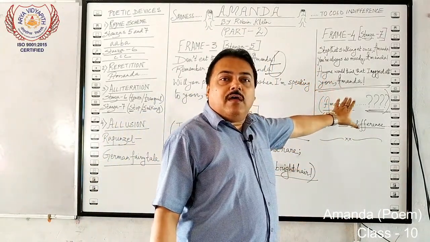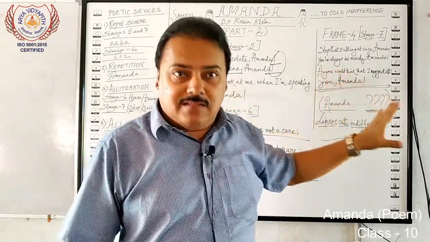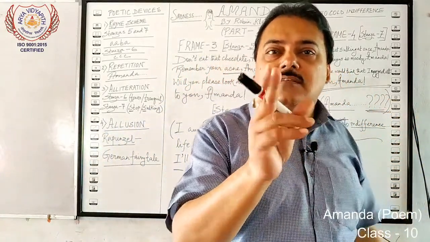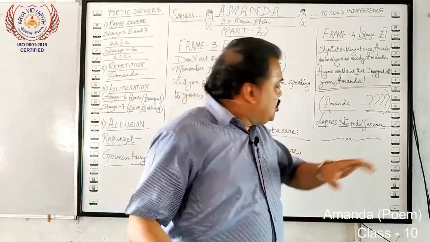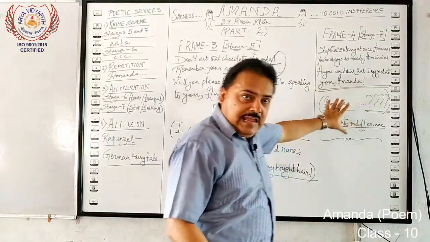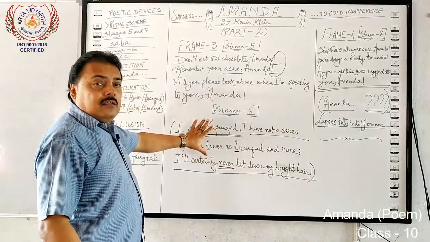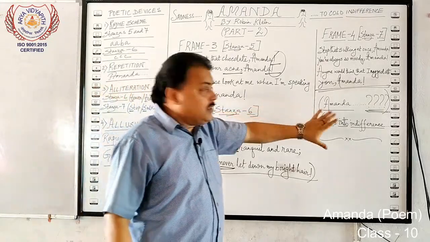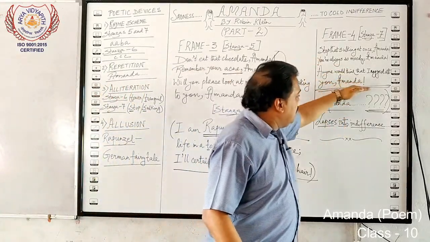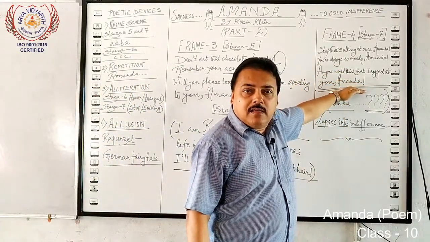Now, here is where the poem ends. And this is what I said is the unusual thing. What should have been here? Yes. The reaction of Amanda should have been there. But there is no reaction. It ends with her mother. Why?